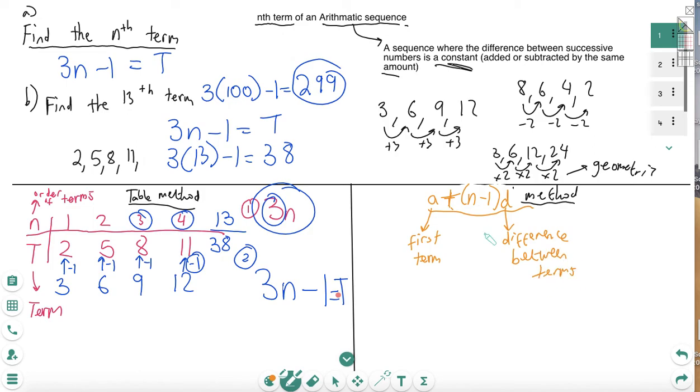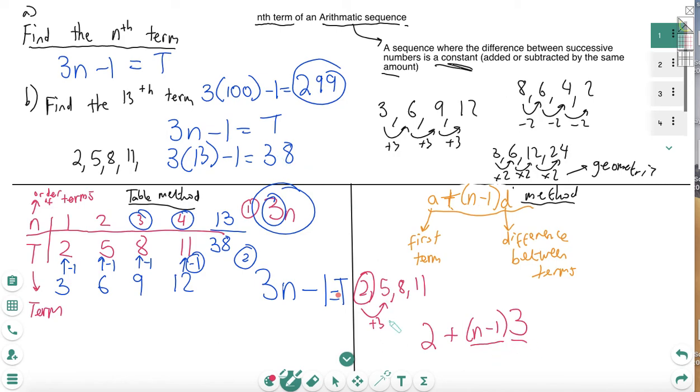All we're going to do is plug our numbers in from our sequence. So we'll use the same sequence: 2, 5, 8, 11. So a is our first term. Well, our first term is 2, so a is going to be 2. So 2 plus n minus 1 stays the same. d is the difference between terms. Well, the difference between terms is 3. We're adding 3 every time. So it's going to be 3. Then n minus 1, 3 means n minus 1 multiplied by 3.